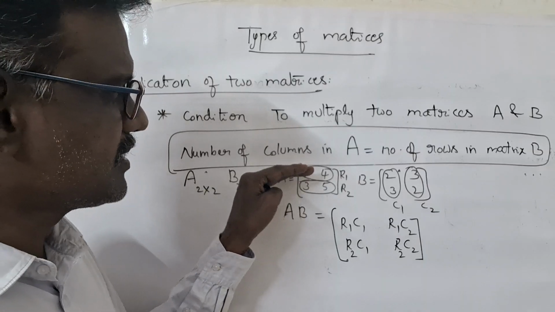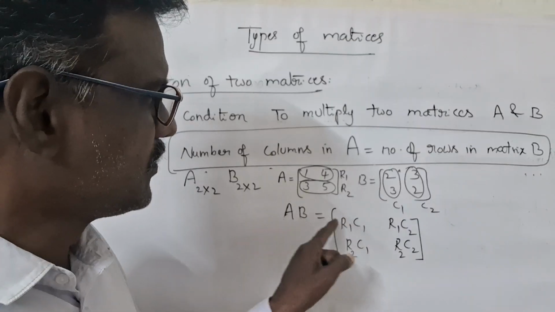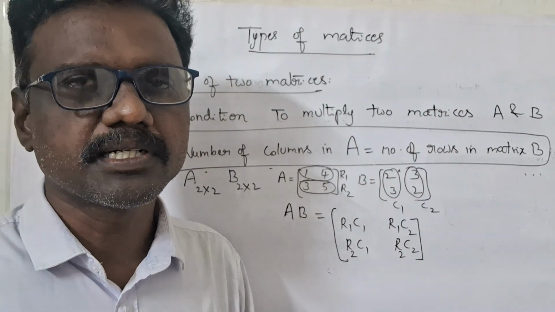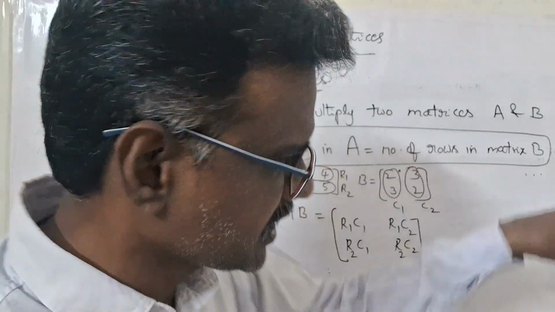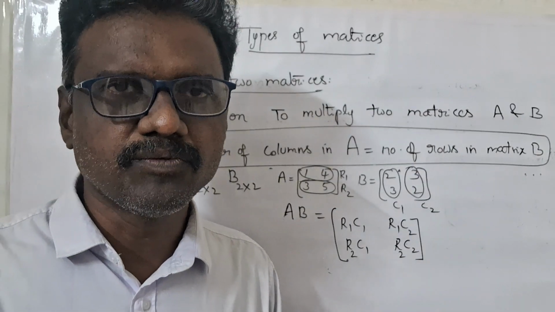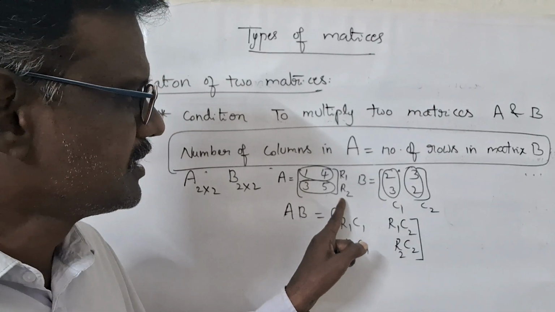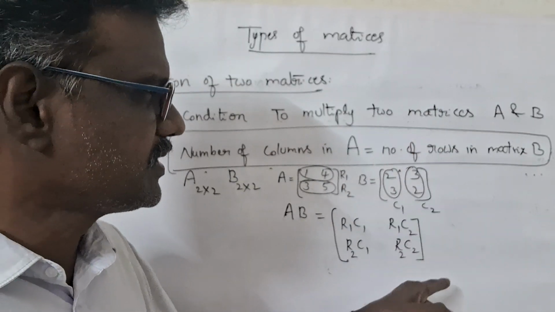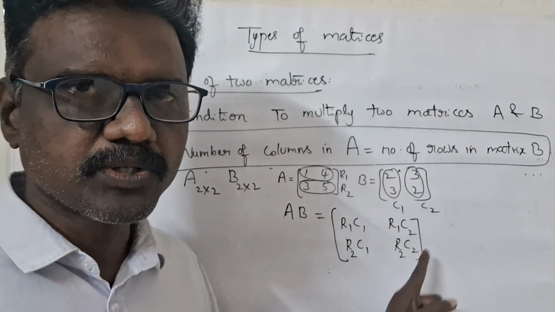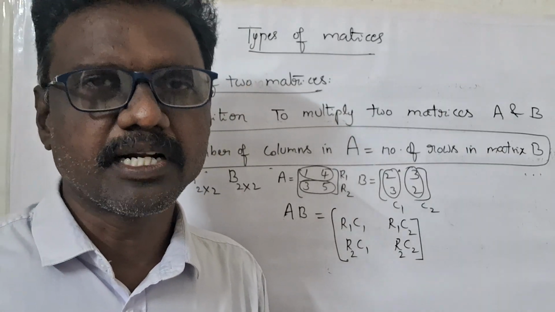First, multiplication of row 1 with all columns of the second matrix: row 1 into column 1, row 1 into column 2, and if column 3 is there, row 1 into column 3. After completion with row 1 in the first matrix, next you take row 2, with column 1, column 2, and if there is a column 3, column 3. Like that you keep on going with the multiplication.